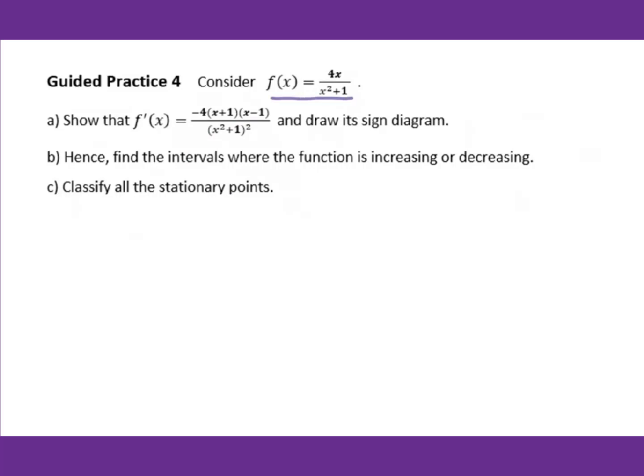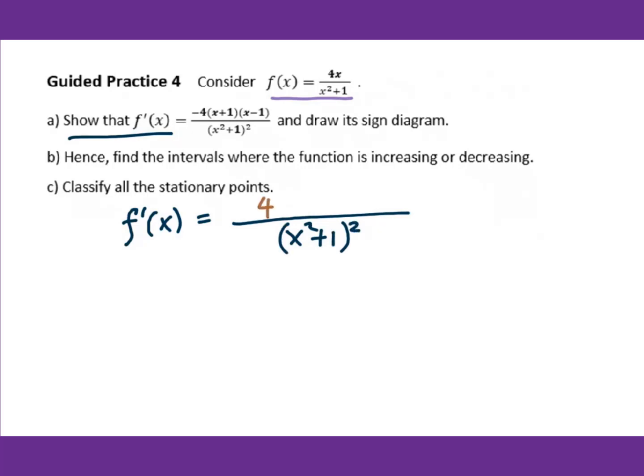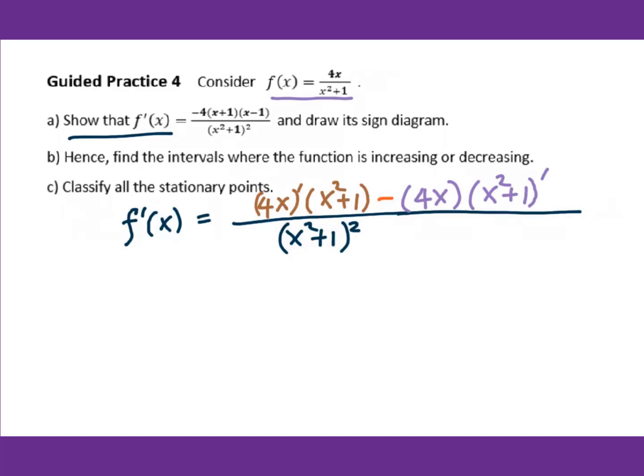Consider f of x equals this. We need to show that we're still using the quotient rule. So x squared plus 1 we square. And 4x to the derivative x squared plus 1. Then here's minus. Then you have 4x times x squared plus 1 to the derivative. You will get the denominator stay x squared plus 1 squared.